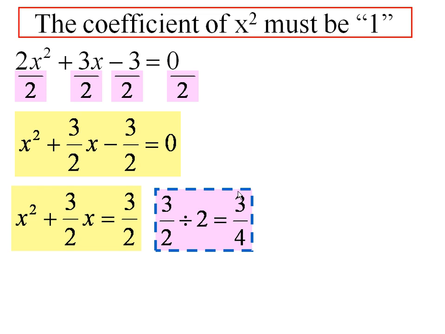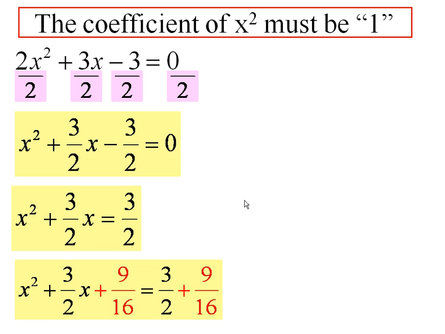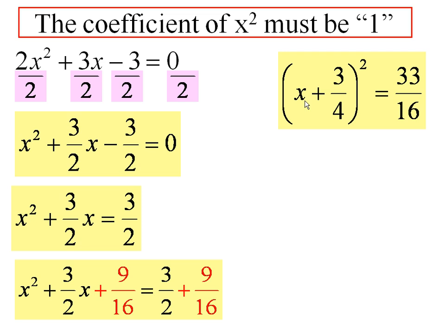Then we remember that 3 over 4. Okay, and then we take that 3 over 4 and square it. 3 squared is 9, 4 squared is 16. Add it to both sides. If you do it to the left, do it to the right. Okay. There we go. Remember your 3 over 4 in factored form? There it is. Yep. x plus 3 over 4, the quantity squared.